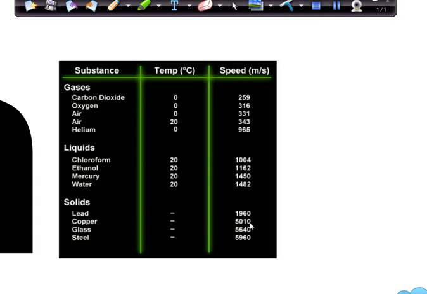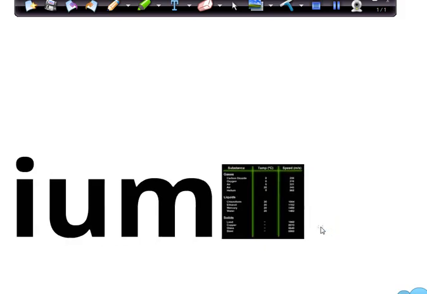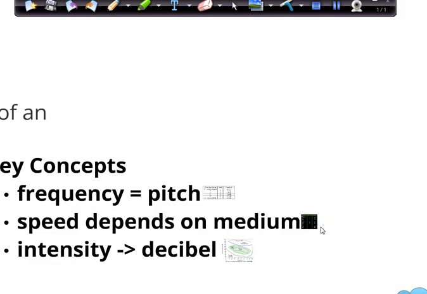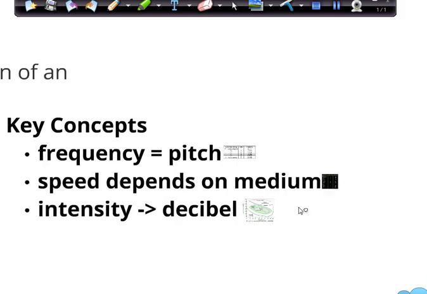And if you were to put your ear against the gutter at the other end of the pool, you're going to hear it even clearer, or technically faster, because it's traveling better through solids than it does through liquids, which is better than traveling through air. And so the speed of the wave depends on the medium.